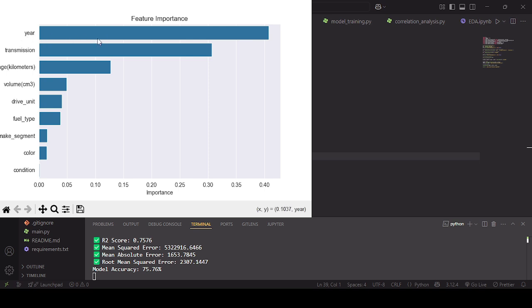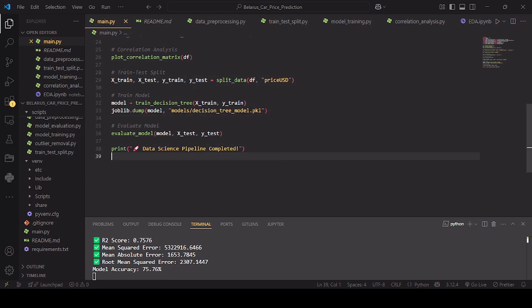Year by year, the importance of cars has increased, the transmission has increased, like that of mileage, then the transmission, then the mileage, then volume and drive unit and fuel type, make, segment and color, and then at last colors.